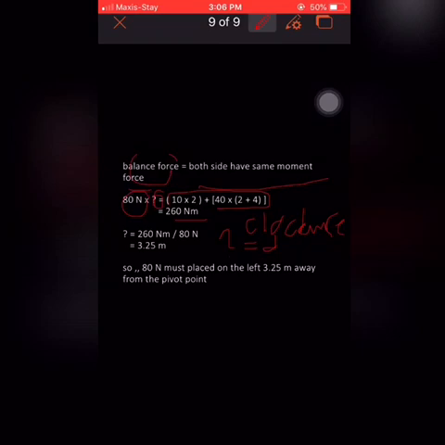So when we try to find the distance, we have to divide the 260 Newton meter by 18 Newton. So we will get the result 3.25 meter. So the 18 Newton must be placed 3.25 meter away from the pivot point to make it balance. So that's all for me. Thank you.